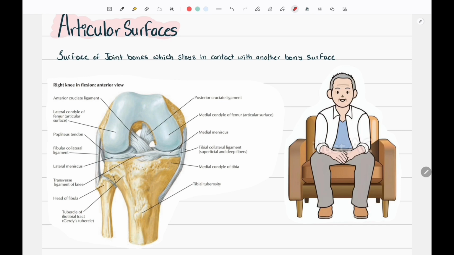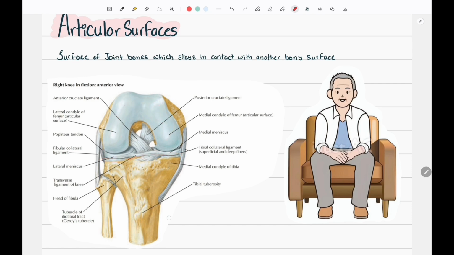So in context with this diagram, the tibial bone is right here. This is the tibial bone, this is our fibula bone, and over here lies the femur. Once again, this is the tibia bone, here is the fibula bone, and over here lies the femur as shown in context with this diagram. So these surfaces right here are the surfaces which stay in contact between the bones to form a joint.